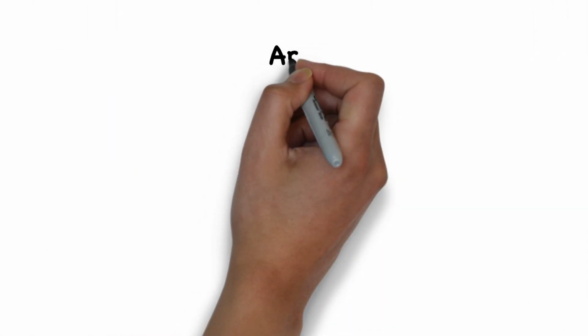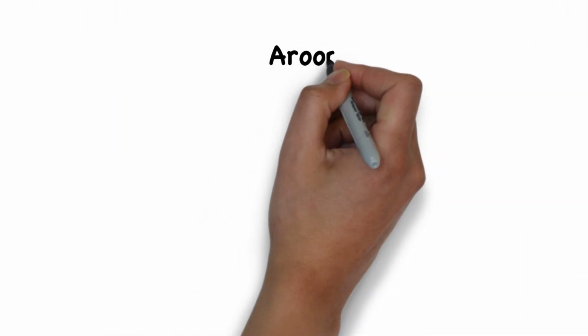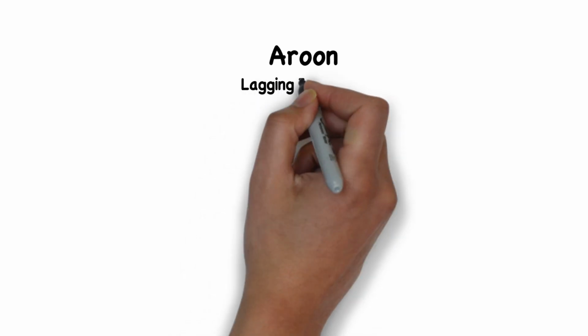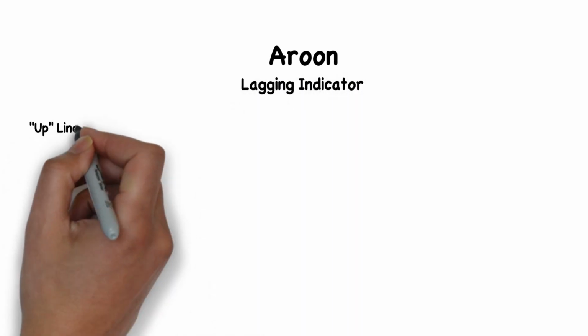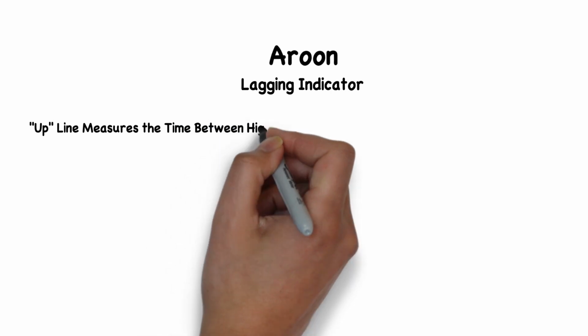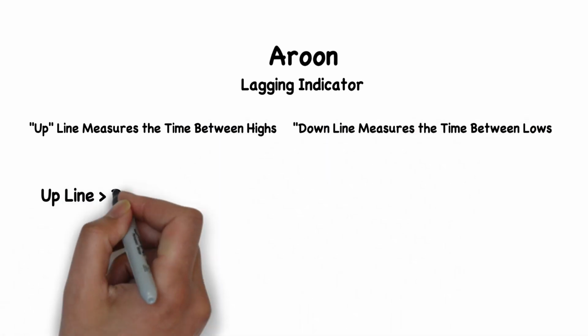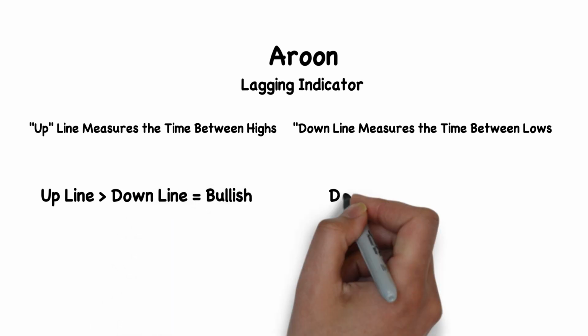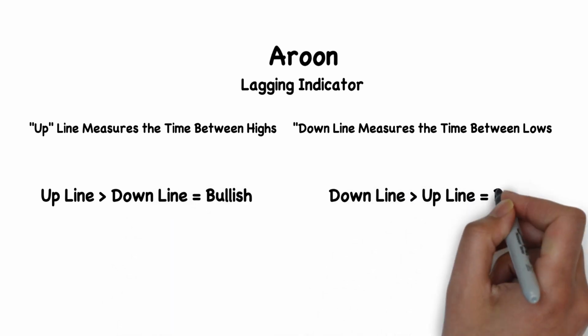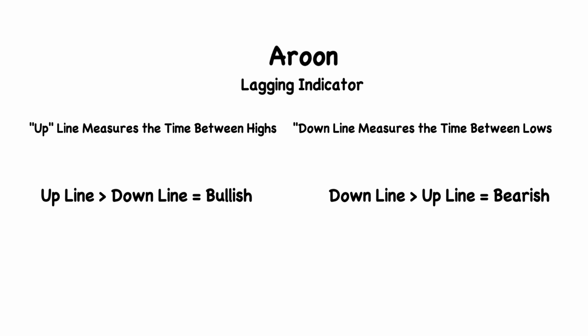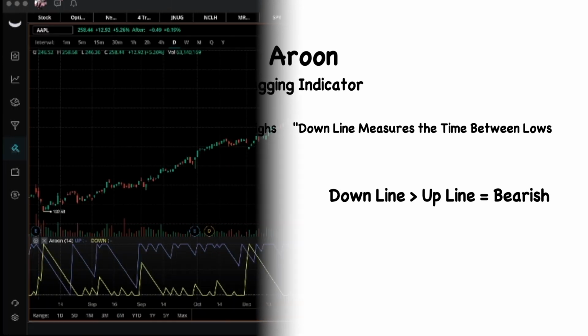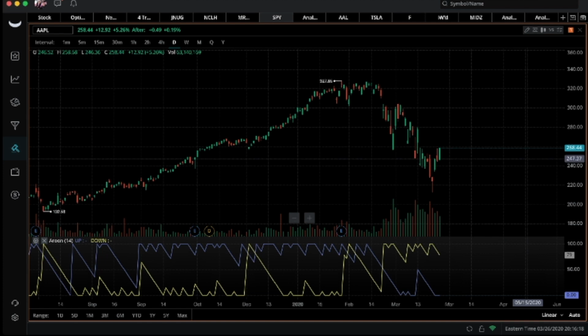All right, the final indicator we will be going over is the Aroon, which will also probably be the easiest. It is a lagging indicator, just like the MACD. It has two lines, an up line that measures the time between highs and a down line that measures the time between lows. If the up line is above the down line, the trend is bullish. If the down line is above the up line, it's bearish. Easy, right? Okay, so now we've got the Aroon on the same chart as we had the MACD on.